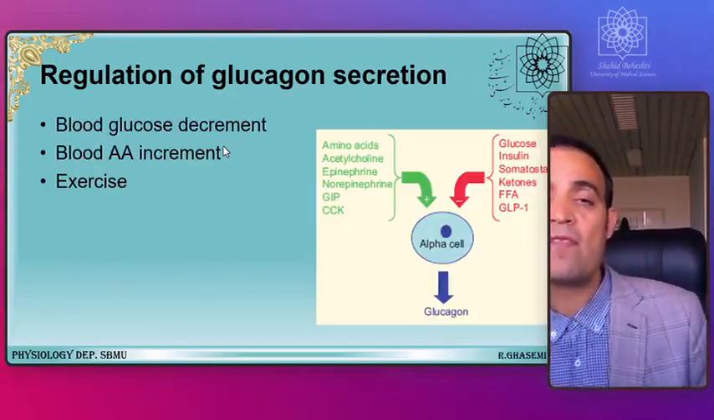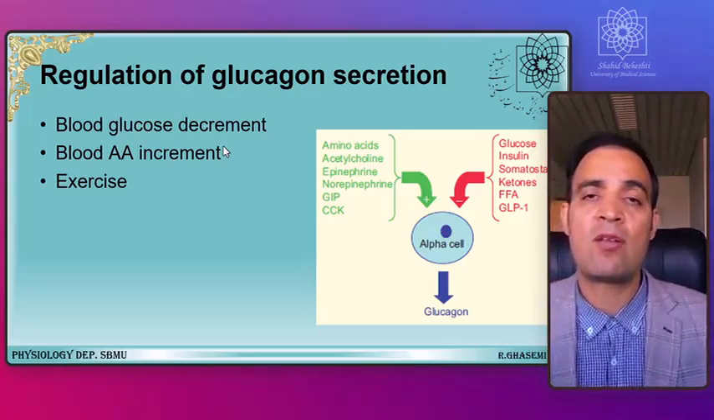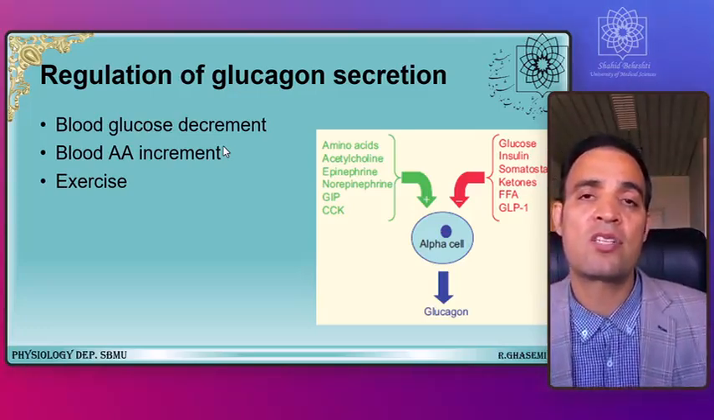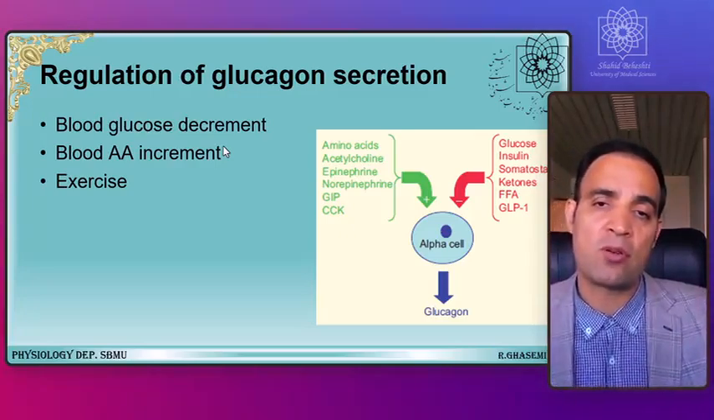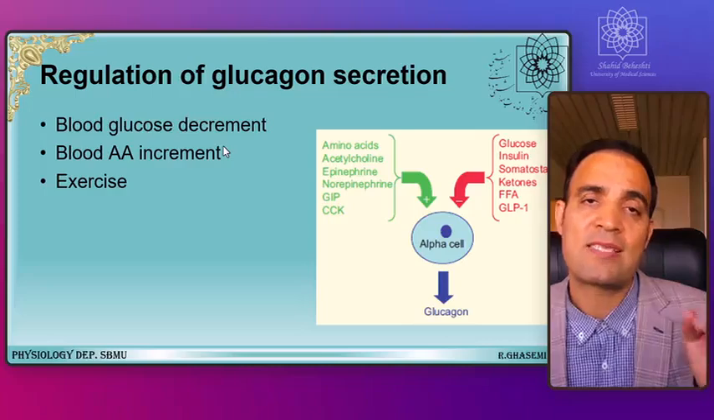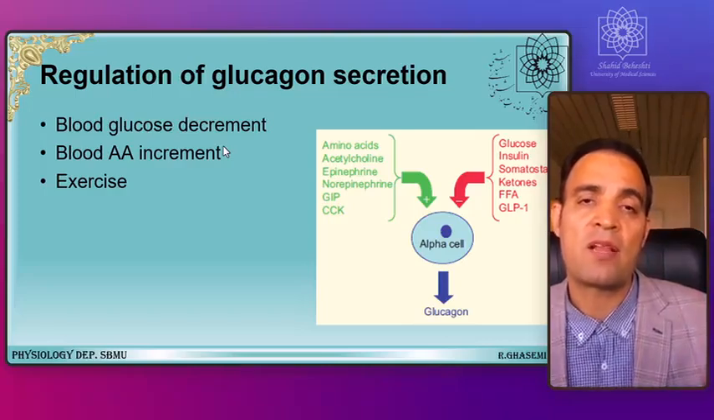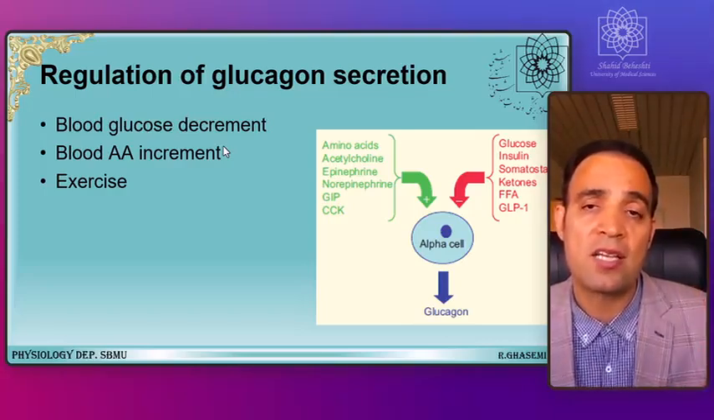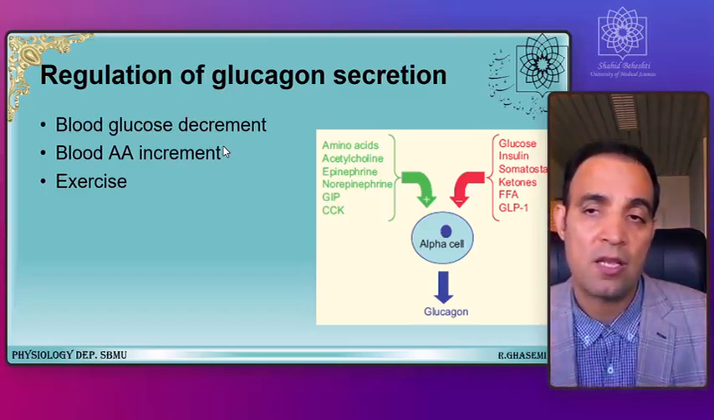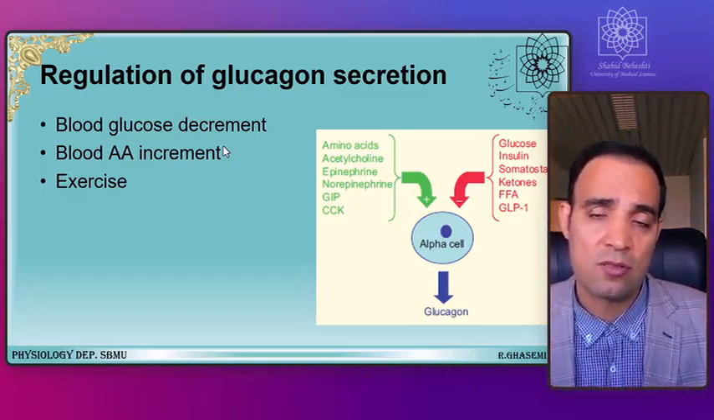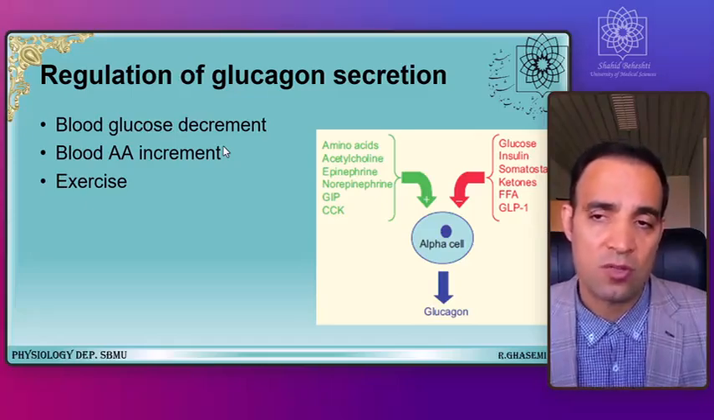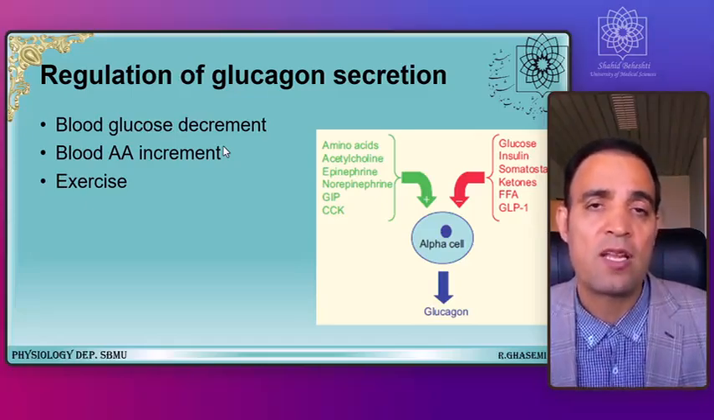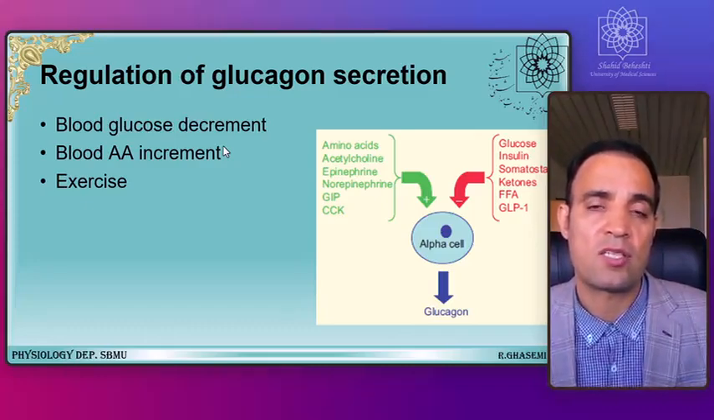And when we want to evaluate glucagon secretion, again, we have some stimulatory factors and some inhibitory factors. Amino acids, acetylcholine, norepinephrine and epinephrine, GIP, and CCK stimulate the alpha cells. On the other hand, glucose, insulin, somatostatin, ketones, and GLP-1 inhibit glucagon secretion.